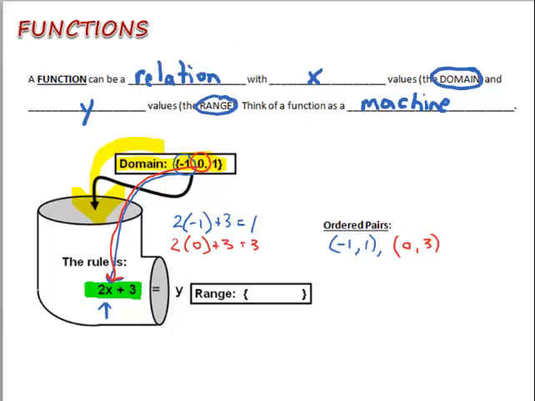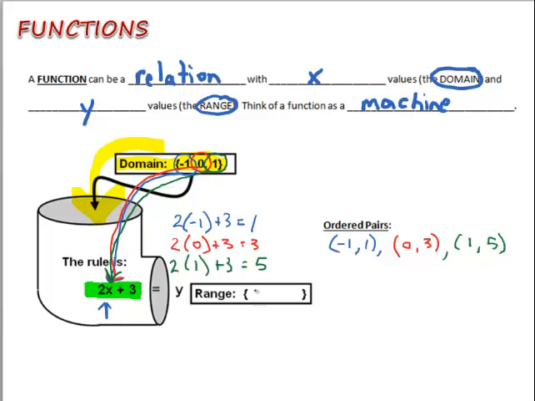And then our third ordered pair, let's do that one. We're going to take our third domain value, plug in 1 into my function rule, and I have 2 times +1 plus 3. When I do the math, that's going to equal 5. So my third ordered pair in my function is going to be 1, 5. Okay? So that's basically how I find that.